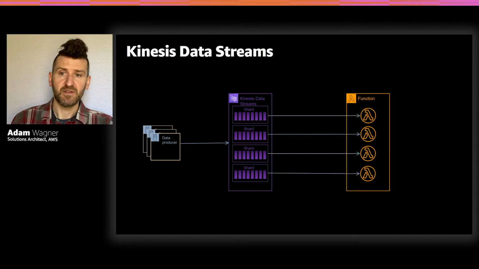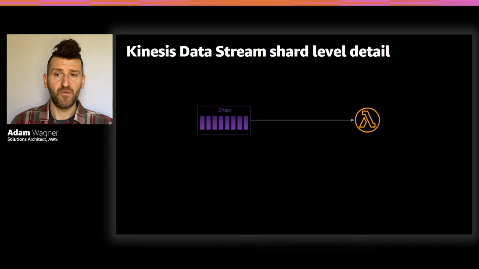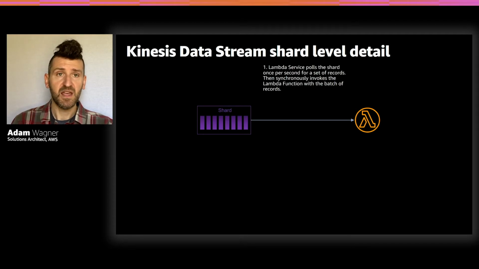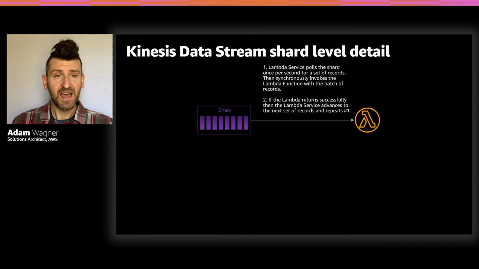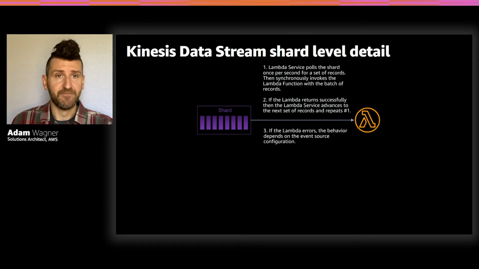And so just to simplify this picture here, we're going to break it down to a single shard, right? And I've removed the Lambda service from the middle. It's still there, but just for simplicity, to talk through it, we're going to look at it this way. So the Lambda service, polling once a second, looks for a new set of records, and then synchronously invokes your Lambda function with that batch of records. If the Lambda function returns successfully, it's going to move that pointer of where it's read to, grab the next set of records, and invoke that Lambda function again.